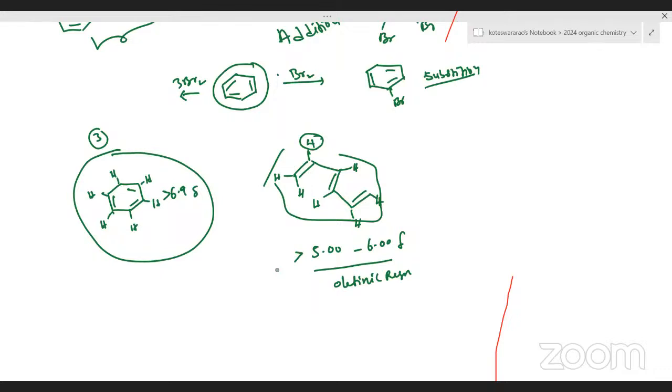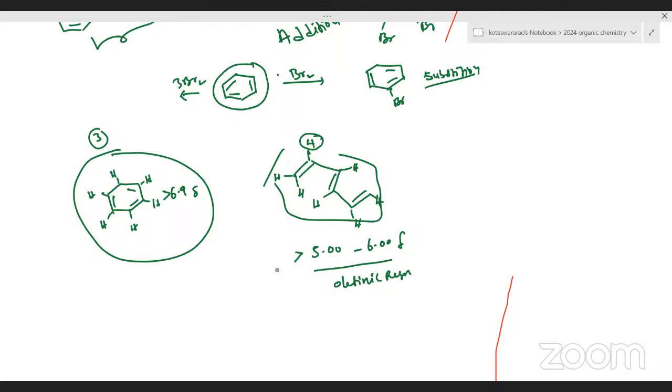Second one, aromatic compounds give substitution reactions rather than addition reactions, unlike the olefins. Third one, aromatic compounds show peaks above 6.9 in the H1 NMR spectra, unlike olefins, which show peaks between 5 and 6. This is the explanation. This kind of short question may appear in the short answer questions.